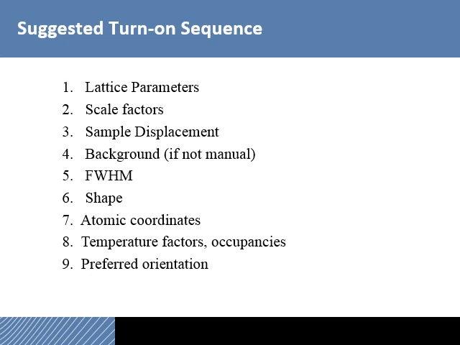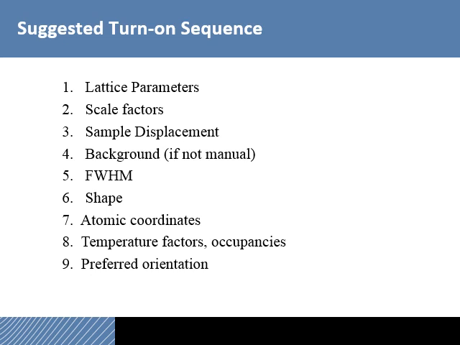And so typically you want to refine your lattice parameters and your scale factors first, right? Those are the obvious things. The lattice parameters dictate where your peaks are going to be, and the scale factors are going to roughly dictate how tall the peaks are going to be. Then you want to account for any sample displacement, okay? Then you want to account for any background or refine the background if it's not manual. I think I previously mentioned I always leave my backgrounds manual because I find that the various background fitting functions really don't work that well. Then you want to refine the full width half maximum, and then the shape.